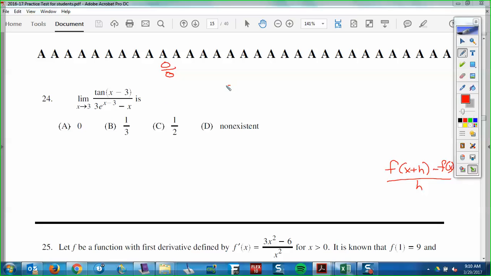What's the derivative of tangent? Secant squared, times derivative inside, which is 1. What's the derivative of e to the x minus 3? Just the e to the x minus 3, minus 1. So now we can put a 3 in there, we get secant of 0 squared, and remember, secant squared is 1 over cosine squared. What's cosine of 0? 1. So the top is 1. What about here? 3 minus 3 is 0. E to the 0 is 1. 3 times 1 is 3. 3 minus 1.